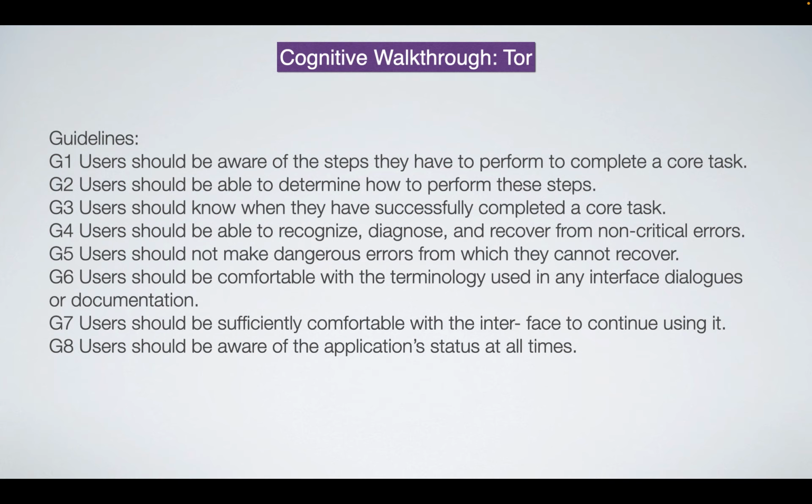And then the last one is that users should be aware of the application status at all times. What that means, for Tor, is: is it on? I should know it's on. Is it off? I should know it's off. Is it connecting? I should know it's connecting. So I should know where it's at at all times, okay?